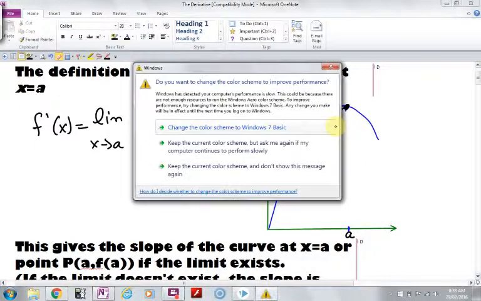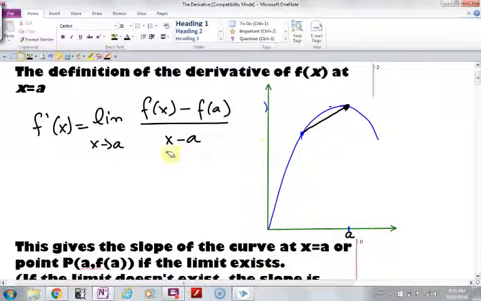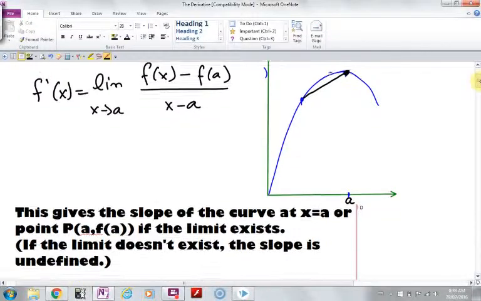Now, what that does when we take that limit is it gives me the slope at A. What we want to define today is the slope at any position on this graph. So for any x value, not just at x equals A. And that's where it gets a little bit trickier, but it's not too bad. And you'll be able to follow it.